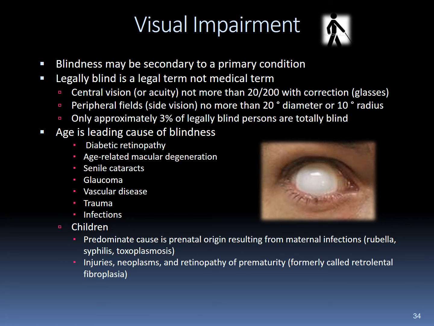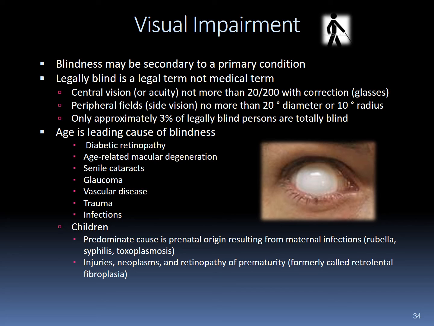Blindness may be a secondary condition to a primary cause. Legally blind is a legal term, not a medical term, and those with partial vision loss may be classified as legally blind. Central vision, also known as acuity, is vision that is not more than 20/200 with corrective glasses. Peripheral field vision, also known as side vision, is vision that is no more than 20 degrees in diameter or 10 degrees in radius within the viewing field.